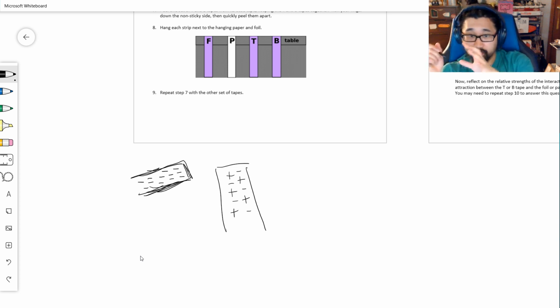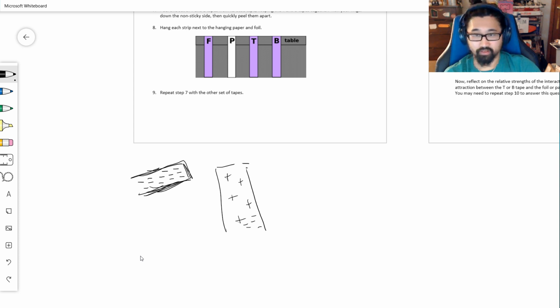As I bring the paper close to the negatively charged PVC pipe, these negative charges, because they're loose, are going to move. The positive charges will have stayed put. And the negative charges are all going to run away. They all still exist. They're all still there. I haven't touched them together. I haven't actually changed anything.